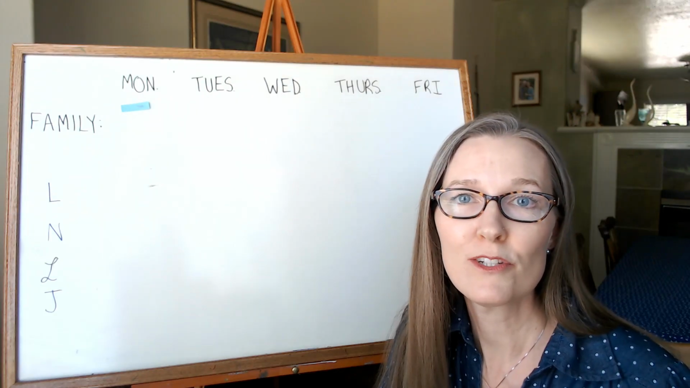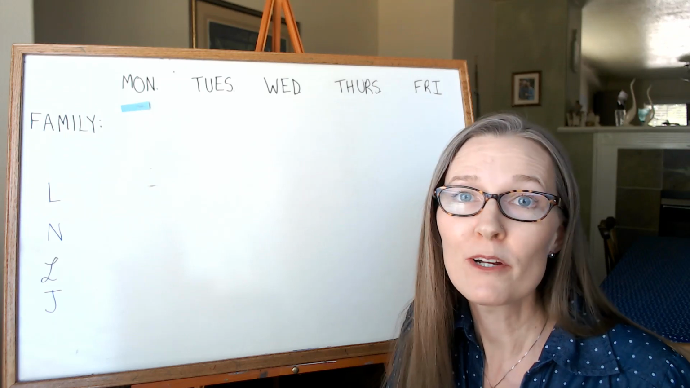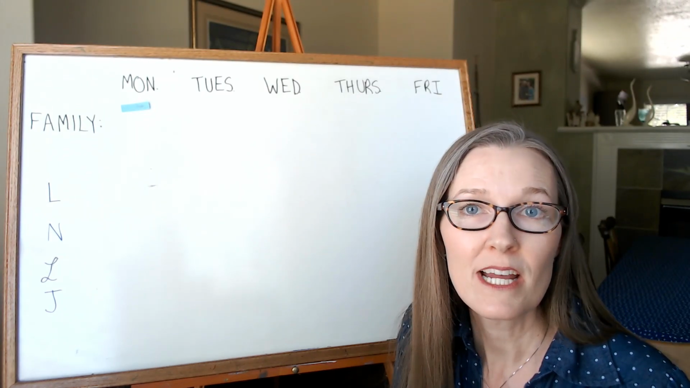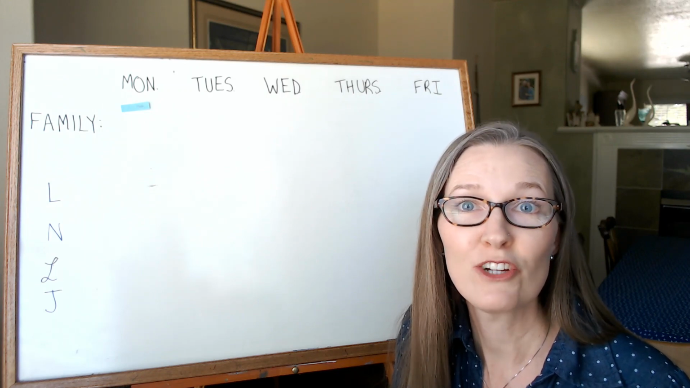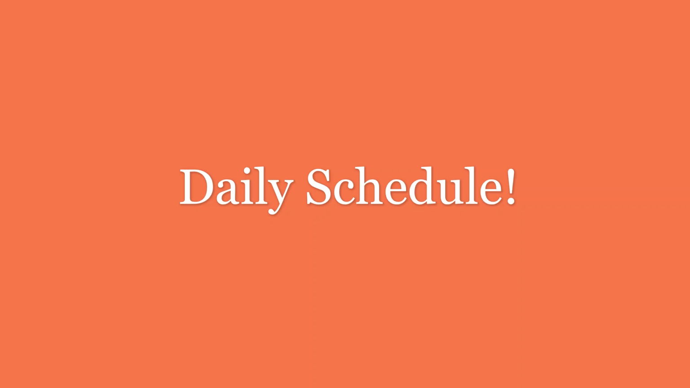Decide if you want to do a subject every single day of the week, or if it's something like poetry where you and your children can study poetry one time a week. Start filling in your chart and you're going to start seeing a plan come together. Congratulations, you are ready to make your daily schedule. Looking at your weekly chart, you can now break down each day individually.